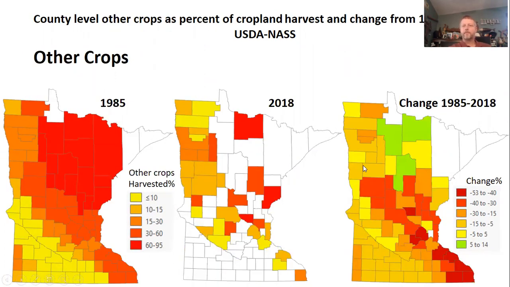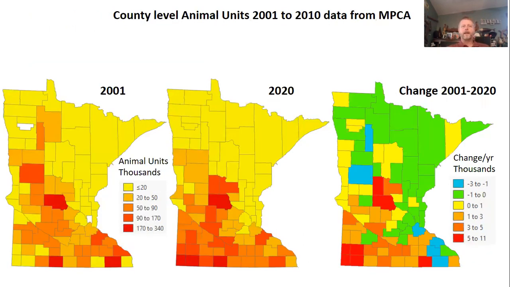And then for other crops, more in southeastern Minnesota and in central Minnesota, big changes, big decreases. And we can also look at animal units at the county level as well. And that is some big increases in central Minnesota and in southern Minnesota.